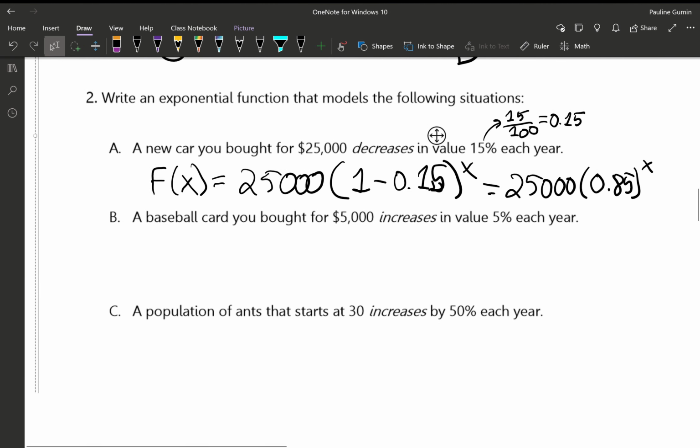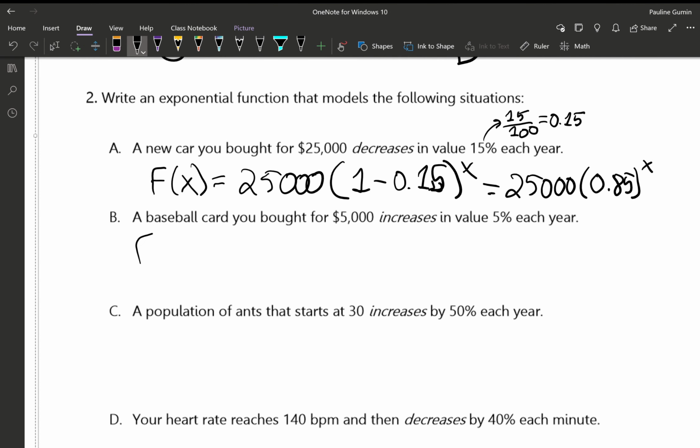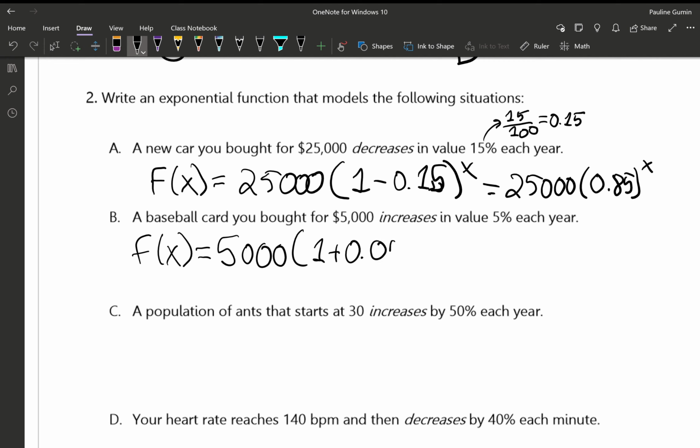Let's do the same thing for letter B. Letter B, a baseball card we bought for $15,000. Sorry, for $5,000. Oh, it was an expensive card. So we begin with 5,000. It increases, so plus 5% each year. 5% as a decimal is 0.05.